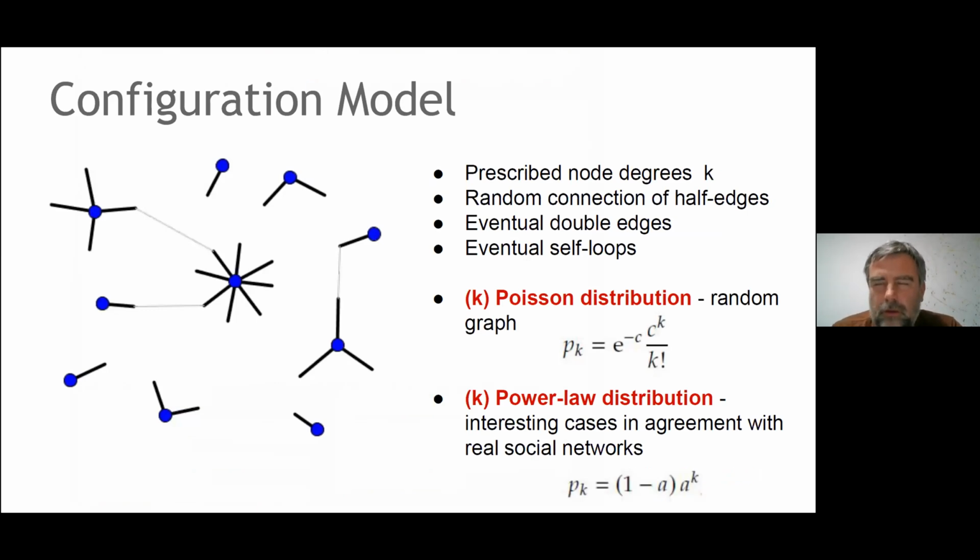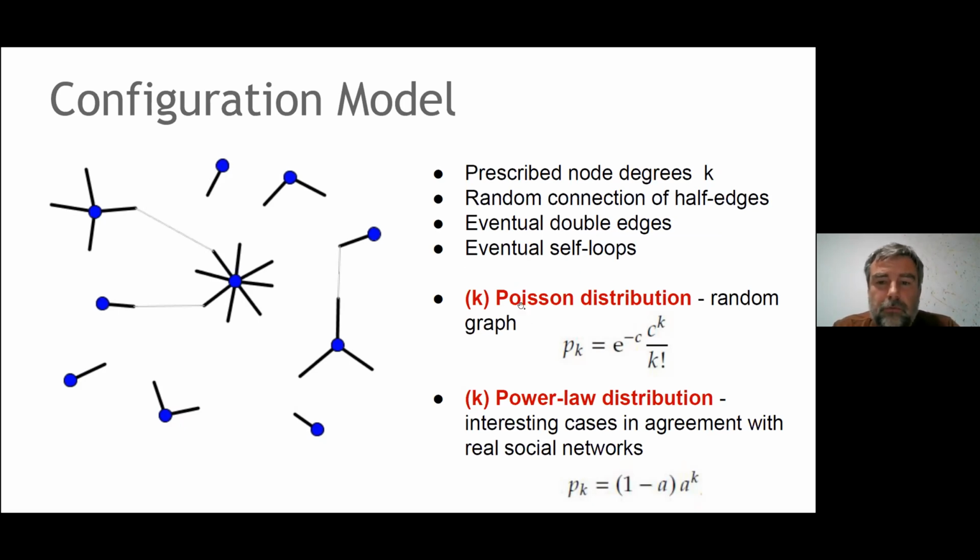Anyway, I will look at the problem from the perspective of a mathematical model, the so-called configuration model, which is a graph model on which you prescribe node degrees. So you say how the degrees of the nodes are distributed in some kind of random graph. In this configuration model, each node gets half edges and then you connect them randomly. You may have eventual double edges and self loops, but they are very marginal. You don't care about them.